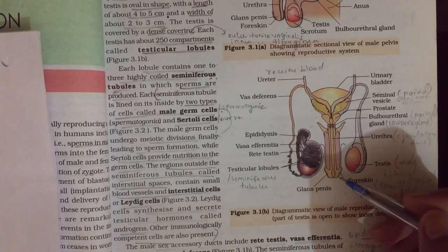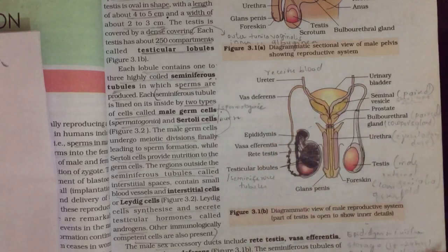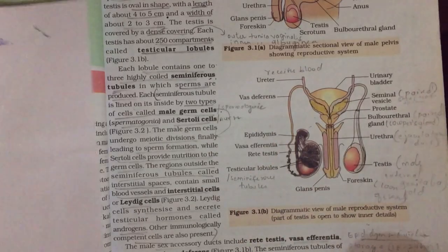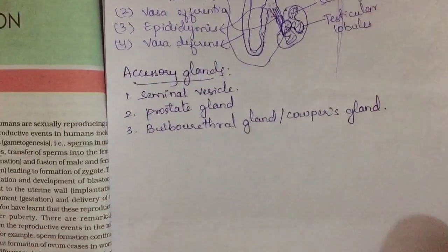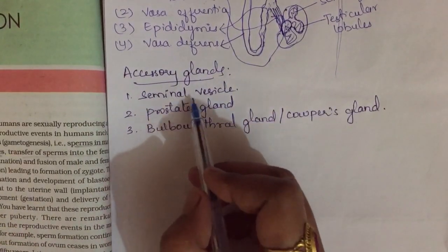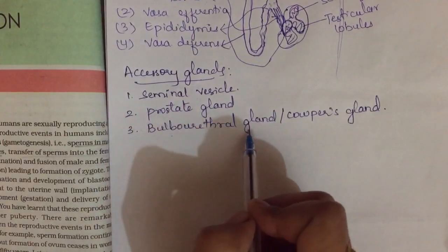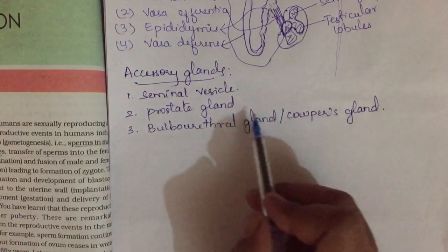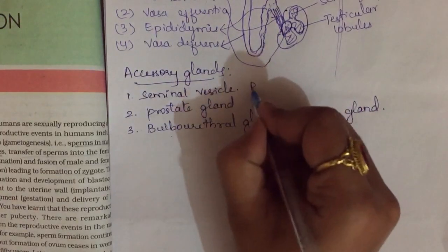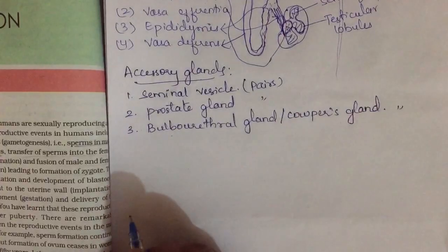Okay, fine. So this is the structure of the accessory ducts. Next we are going to discuss the accessory glands. Already I have mentioned here, there are three pairs of accessory glands. First one is the seminal vesicle, second one is the prostate gland, third one is the bulbourethral gland, which is also called Cowper's gland. All three are in pairs.